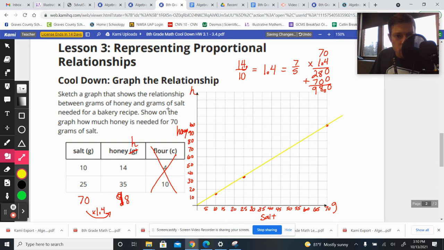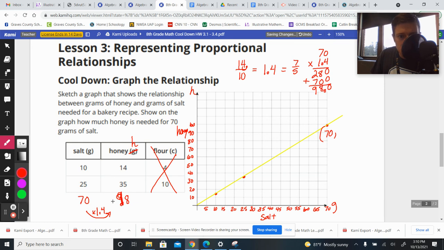We need to show on the graph how much honey is needed for 70 grams of salt. I'm going to show that with an ordered pair. Here's how I'm going to do that. When 70 is our grams of salt, comma, my honey would be 98, which I've shown also on the table. And now I have shown it on the graph. So 98 is how much honey I need, and it's the second number in the ordered pair, so we know that's on the y-axis.